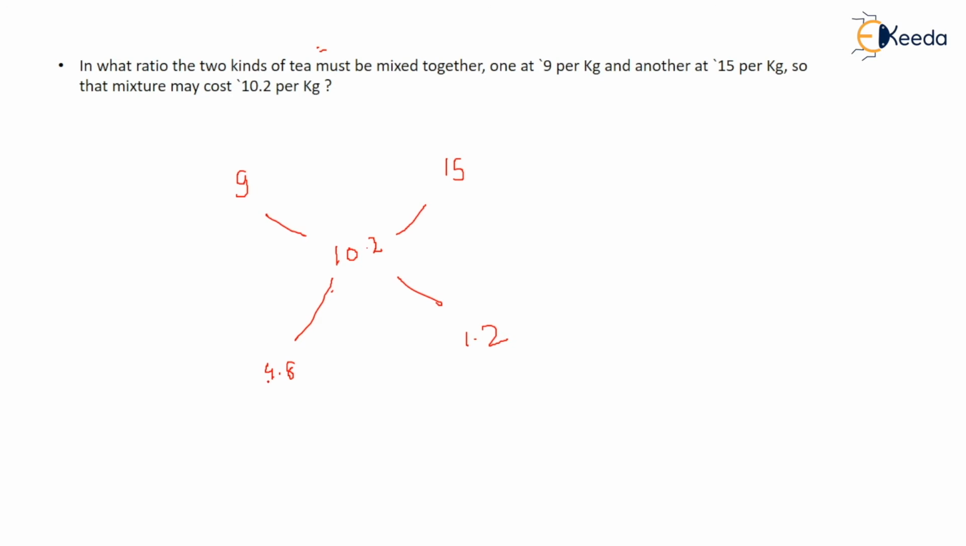So you have to simply find the ratio of the first quantity and the second quantity, in what proportion they have to be mixed. So 4.8 by 1.2 comes out to be 4 by 1. So it means you have to add 4 kg of 9 rupees tea and 1 kg of 15 rupees tea in order to make such a combination, in order to get the price as 10.2 rupees. Okay, simple question. Let's move towards the next question.